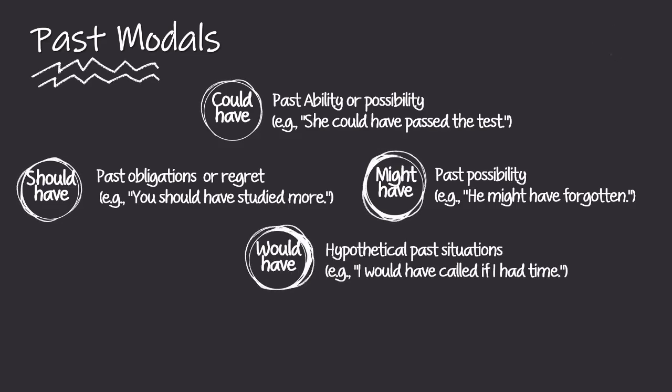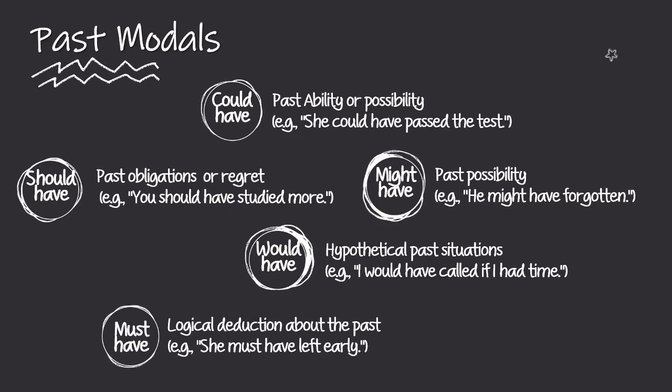Would have is for hypothetical past situations, such as, I would have called if I had time. And must have is used for logical deductions about the past, like, she must have left early. Notice how all these past modals include have, followed by a past participle? That's a key detail to remember.